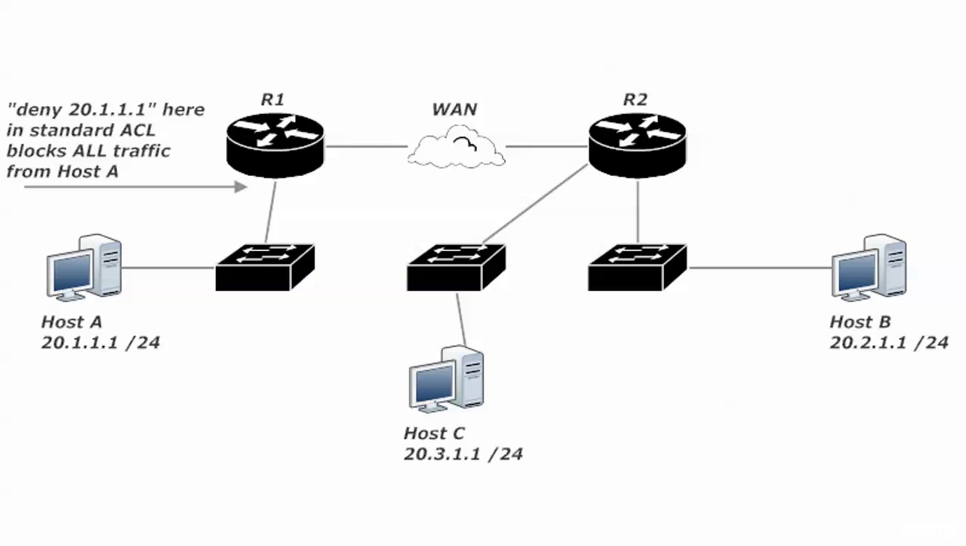Now, what about a standard ACL? Thing is, if we put deny 21.11 on router 1, the incoming interface, that's going to block all traffic from host A, and that is likely not what you wanted to do. Because if we were going to do that, we probably would just get rid of host A to begin with, right? Well, the thing is, not only is that going to block the traffic going from A to B, it blocks the traffic going from A to everywhere. And again, that's not what we want to do.